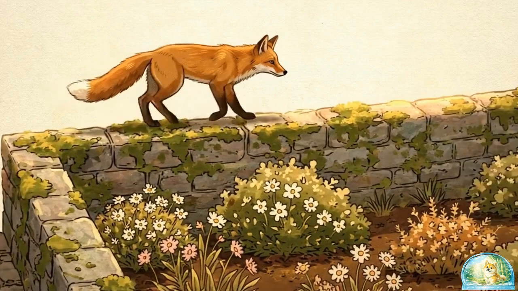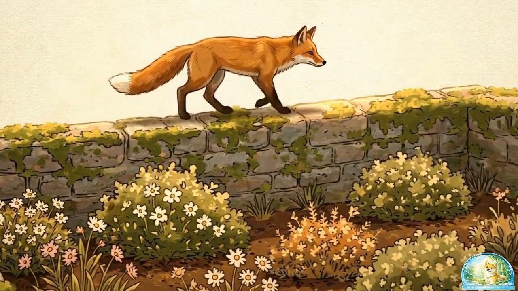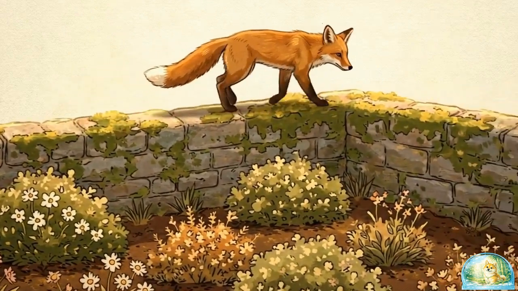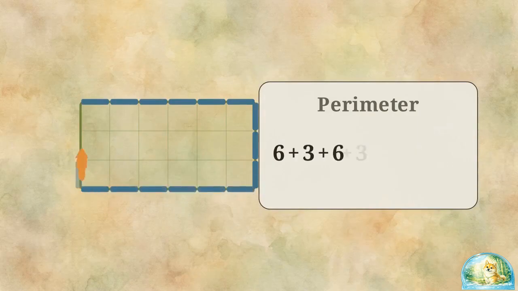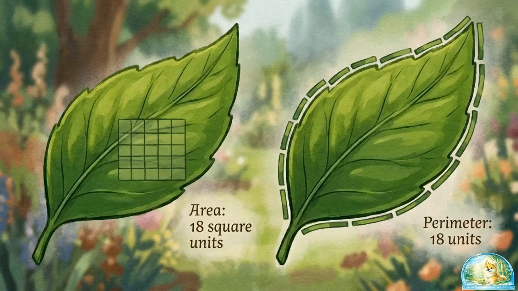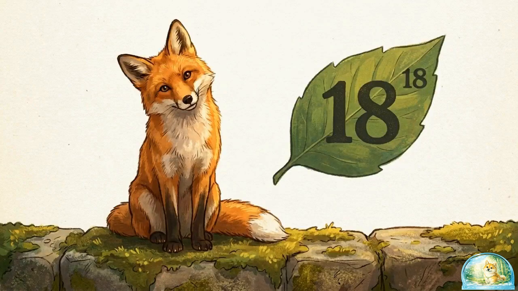Now, Pip leaves the middle and takes a walk around the outside boundary. This outside edge is the perimeter. To measure it, we add the lengths of all 4 outer borders together. 6 plus 3 plus 6 plus 3 equals a perimeter of 18 units. Both answers are 18. The area is 18 square units, and the perimeter is 18 units. It looks like the two formulas just gave us the exact same result.